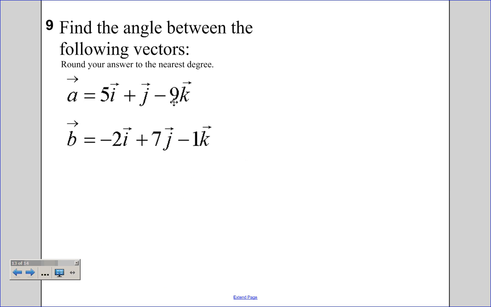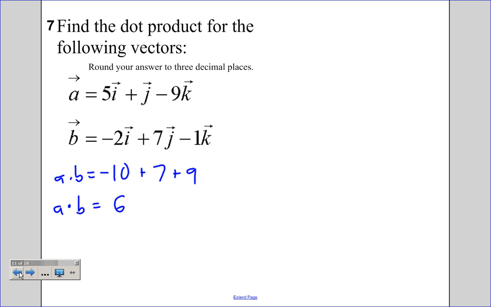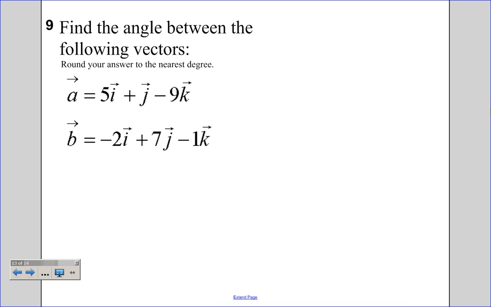Now let's find the angle between these two vectors. We've previously found that A dot B was 6, so we know that there has to be an acute angle between these two. A dot B is 6. Now pause this and see if you can find that angle on your own.